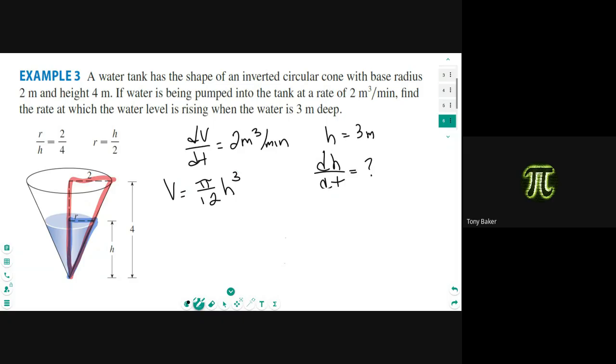All right, so we have that volume now. Now what do I do? Take my derivative of it. Pi over 4 h squared dh dt.